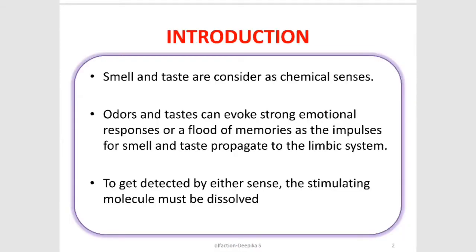Smell and taste are considered chemical senses because the sensations arise from the interaction of molecules with smell or taste receptors. Odors and tastes can evoke strong emotional responses or a flood of memories, as the impulses from the smell as well as taste propagate to the limbic system. In order to be detected by either sense, the stimulating molecule should be in a dissolved state.